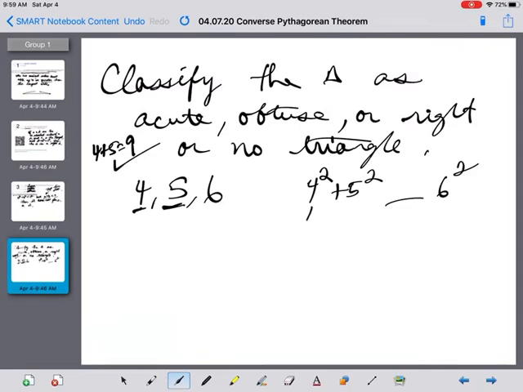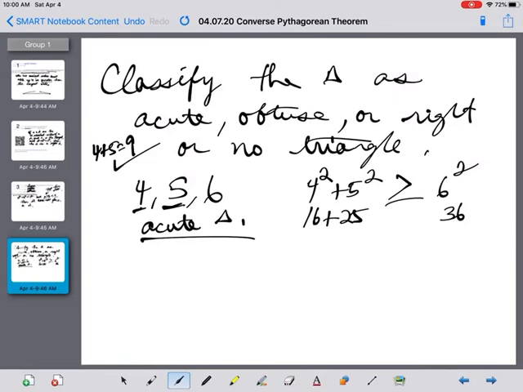Now let's do the Pythagorean test. 16 plus 25 is 41. 41 is bigger than 36. Therefore, it is an acute triangle. Right? It'll always form the same triangle because of side, side, side, and it will always be an acute triangle. It'll also be a scalene triangle because all three sides are different lengths.